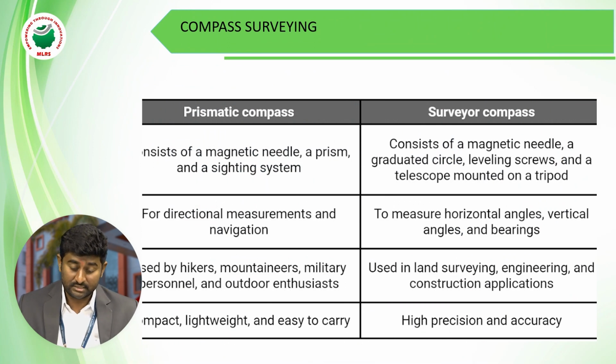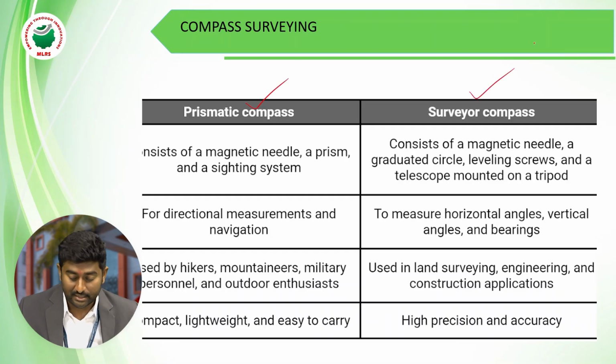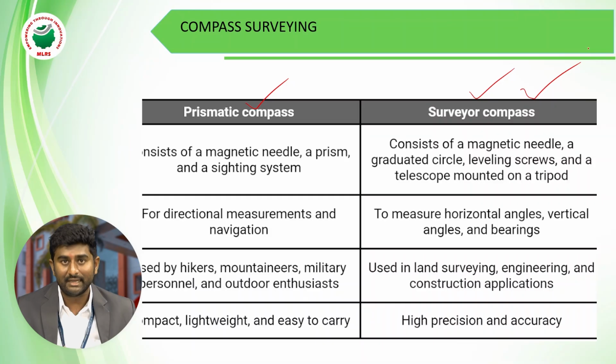There are two types of compasses. The first one is the prismatic compass, the second one is the surveyor compass. In the prismatic compass, the readings are taken only through the prism. In the surveyor compass, the readings are taken on the box. Next, directional measurements and navigation: to measure horizontal angles, vertical angles, and bearings.